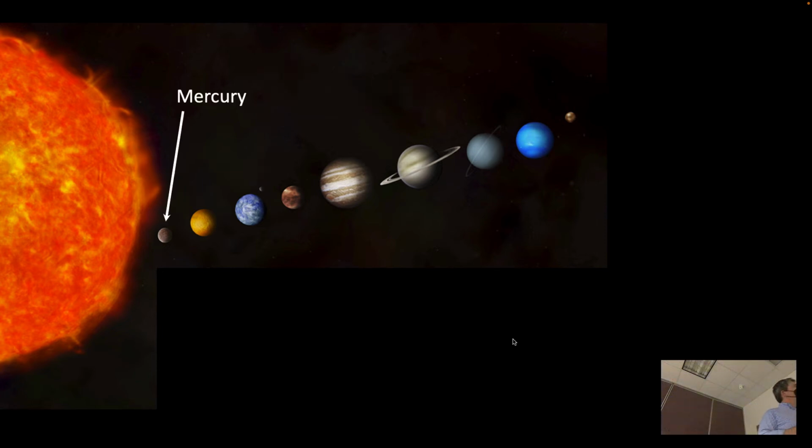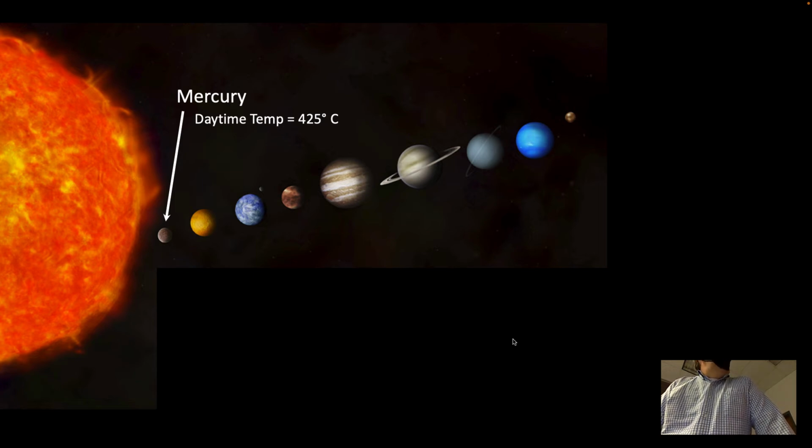If we go closer to the sun and look at Mercury, Mercury you expect to be hot, right? Okay, it's close to the sun, 425 degrees Celsius during the day. All right, so if Mercury had the same pattern as the Earth, it would be 415 degrees Celsius at night. It would be very hot still at night. It's actually amazingly cold at night, minus 200 Celsius.